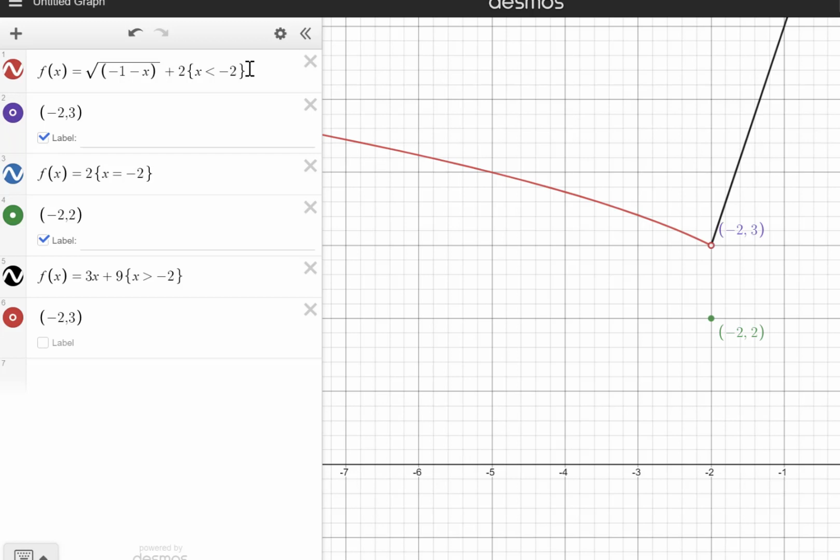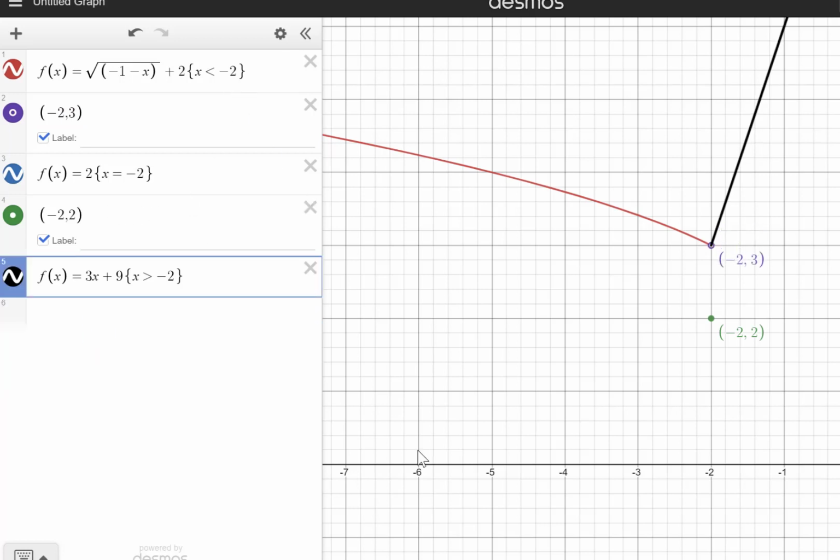In Desmos, I've defined f of x as this piecewise function. f of x is equal to that square root function for x less than -2. f of x is equal to that linear function for x greater than -2. I've also just plotted the endpoints of each of those. So the left-hand side, remember, approached the point (-2, 3). And the right-hand side also did. I don't need to plot it again, really, since it's the same point.